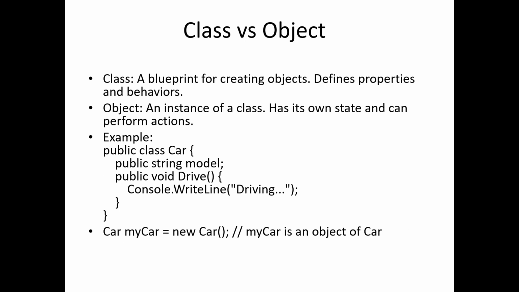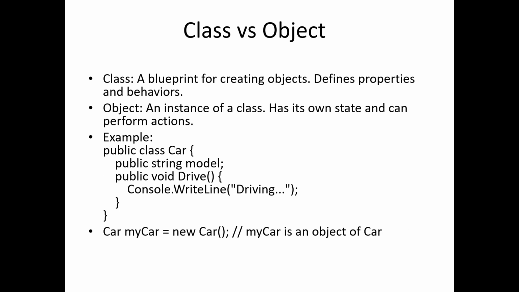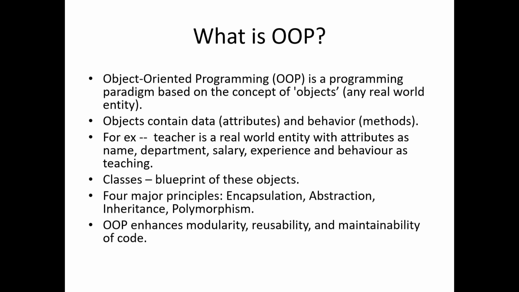So in OOPS there are four major concepts, four major principles. The first one is encapsulation, the second one is abstraction, the third is inheritance, and the fourth is polymorphism. So why is OOPS useful? OOPS enhances modularity, reusability and maintainability of the code. Like in an OOPS program the code is so well managed that it is easy to understand, that's why it is maintainable.